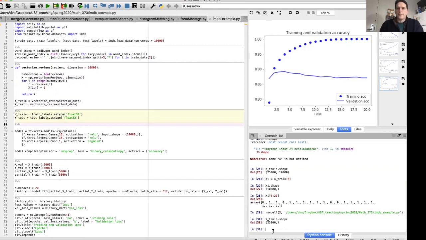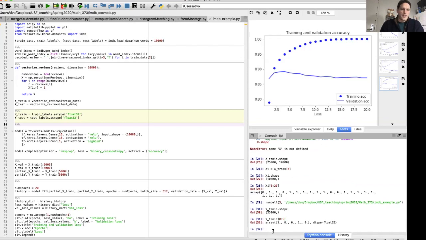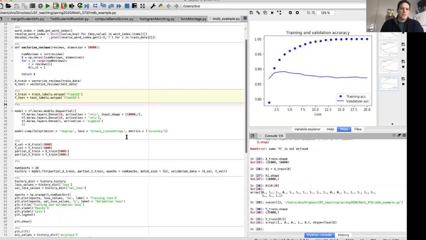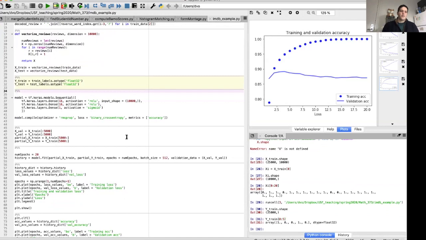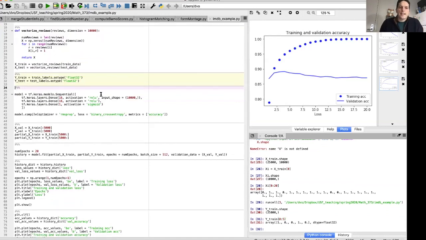So we have 25,000 labels. That's all ytrain is. Let's look at the first 5 labels. There we go. Okay. Now we come to an important point where we have to decide on the architecture for our neural network. And that's what we're going to specify here.